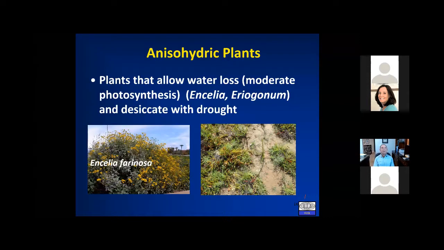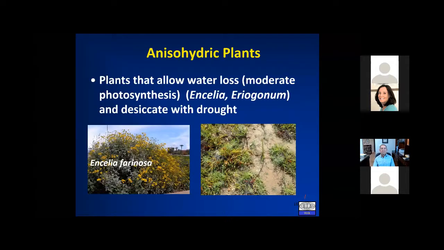Encelia farinosa is one of those plants that will go through the spring, and by summer it drops all its leaves and goes dormant, but it optimizes photosynthesis as well, even though it can have some waxy coating or hairiness on the leaves. Buckwheat is another one. Some of the buckwheat species will go completely brown in the summer, and some of them will stay green as they desiccate. But they optimize photosynthesis, and then it decreases as the drought continues.